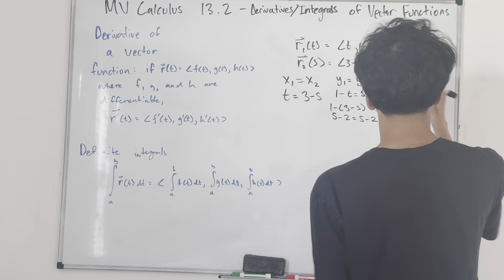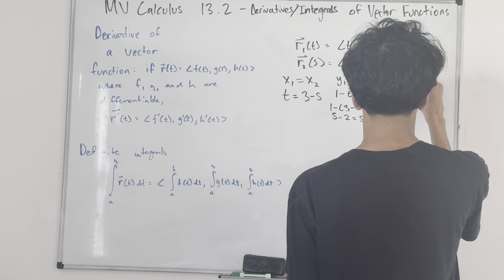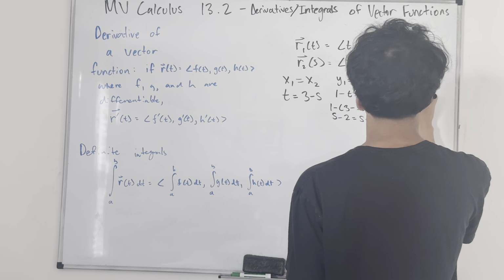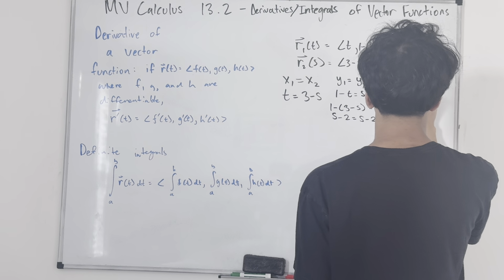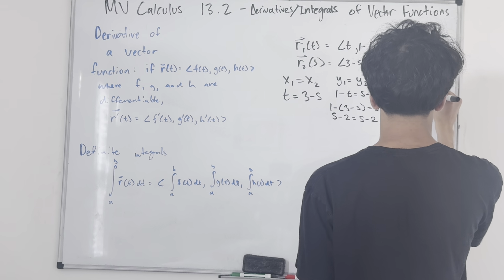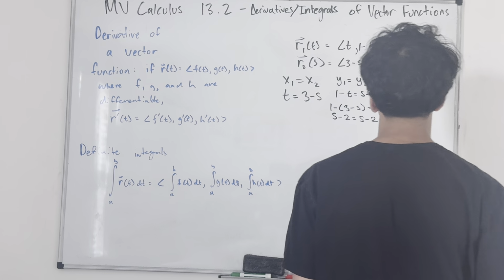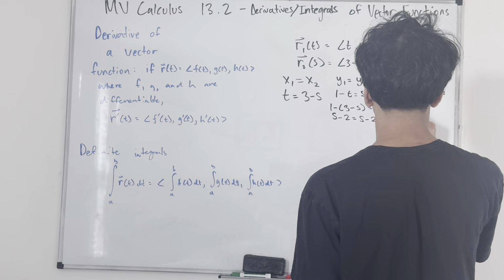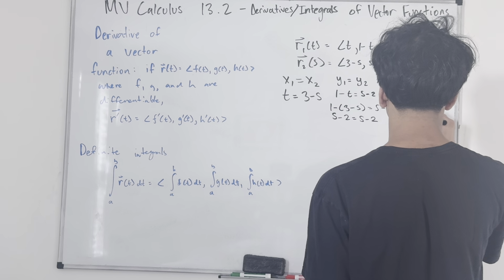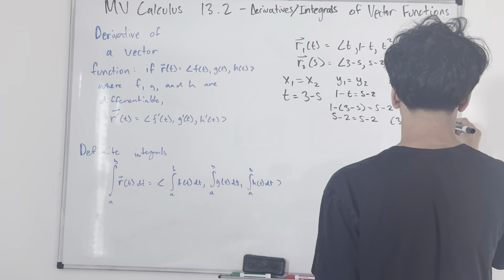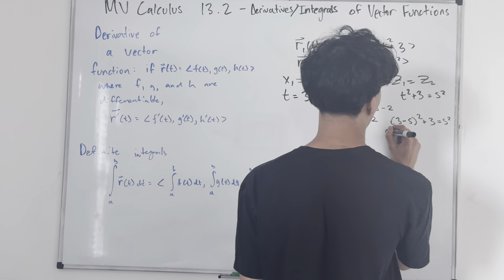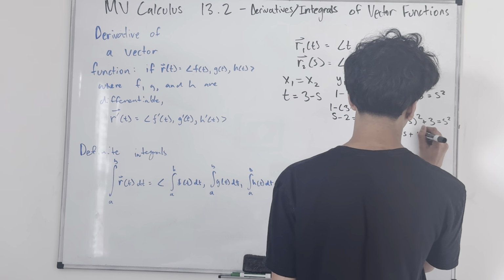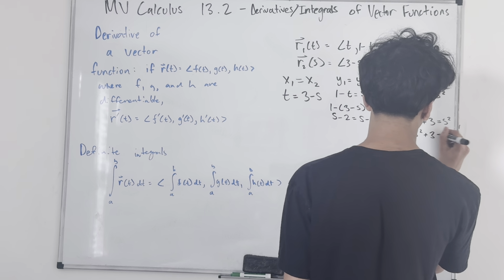But in this case, we can go to the z's, and we could say z1 is going to equal z2. So t squared plus 3 is going to equal s squared. So really, I get (3 minus s) squared plus 3 equals s squared. Then I get 9 minus 6s plus s squared plus 3 is equal to s squared.